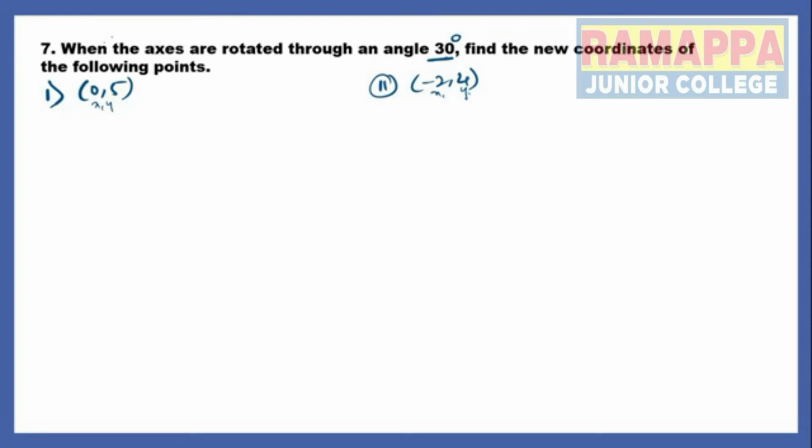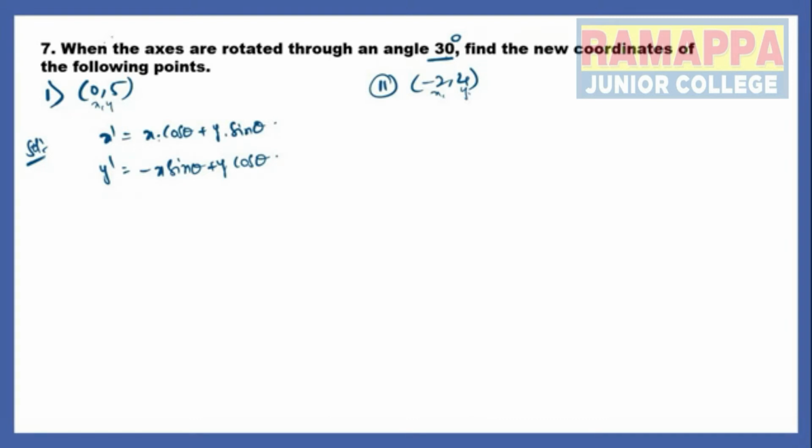So what is the formula with the given angle? x dash is equal to x into cos theta plus y into sin theta. So this is the formula. And y dash is equal to minus x sin theta plus y cos theta. So these are the two formulas. We have to put the values x comma y in these to get the answer here.